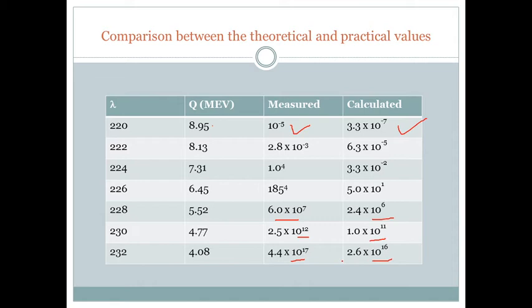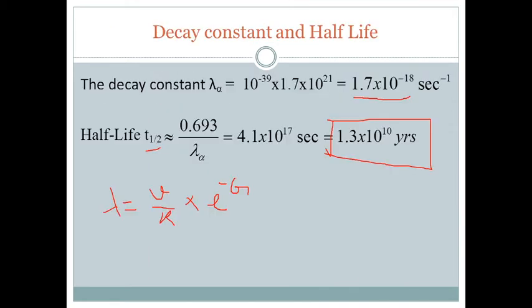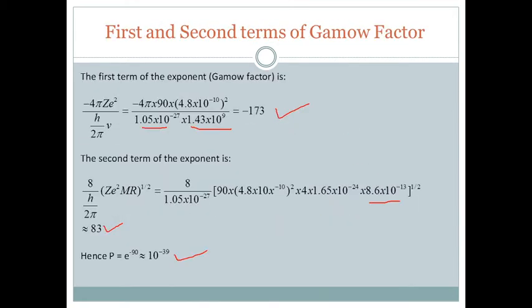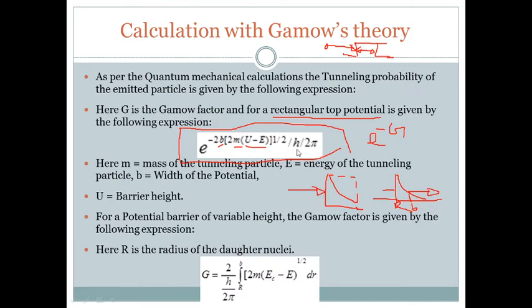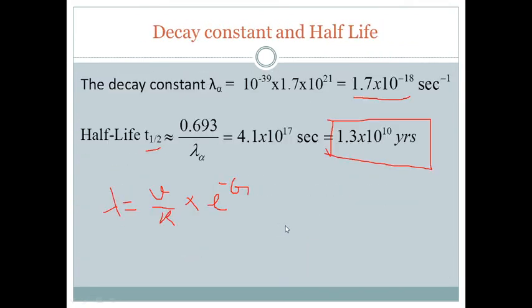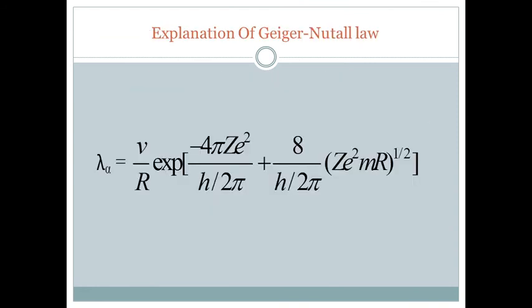So classical mechanics is totally ruled out for the simple reason that, I can just give you one example. In classical mechanics, h cross is not going to be there, so it's going to be e raised to minus infinity. So classical mechanics tells that the probability of tunneling is infinite, but quantum mechanics says there is a finite probability, but it is dependent on two factors: the attempt frequency and the Gamow factor e raised to minus g.